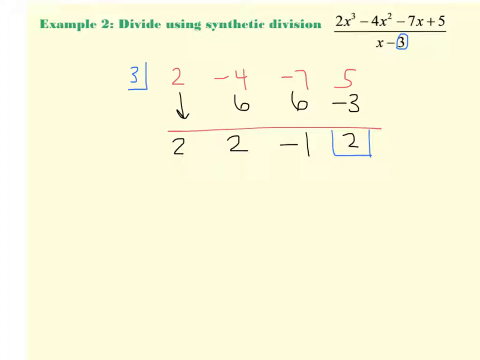Last number is your remainder. First number is always going to start with a degree less than the degree up here. So if this was 2x cubed, this is now going to be 2x squared. So 2x squared plus 2x minus 1 with remainder of 2. So just like when we do long division, we'll put 2 over x plus 3.